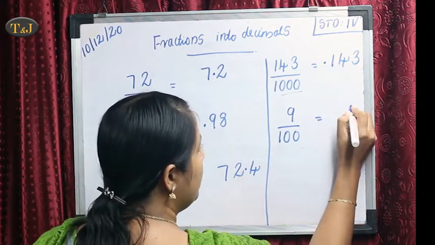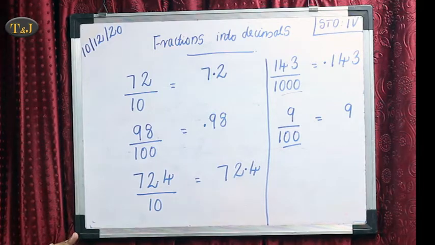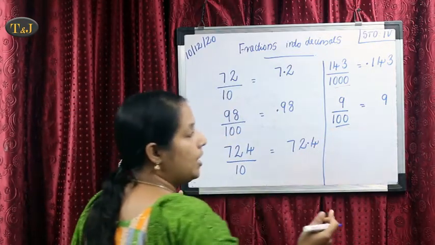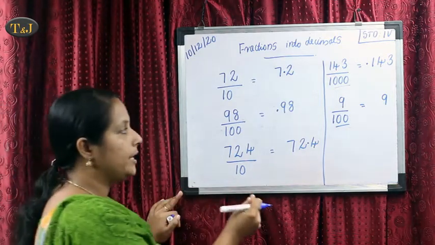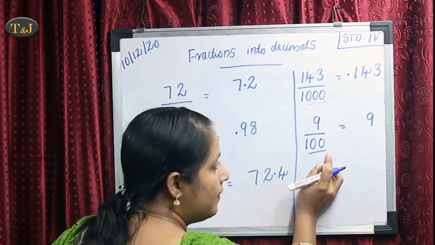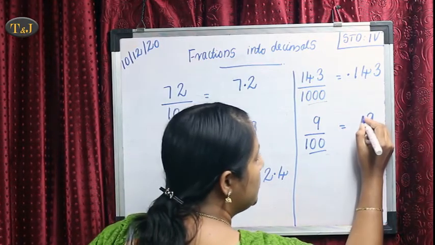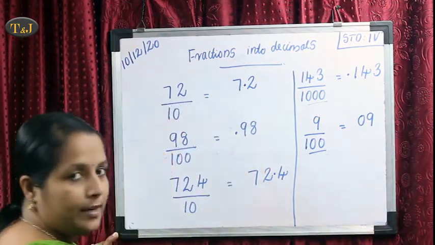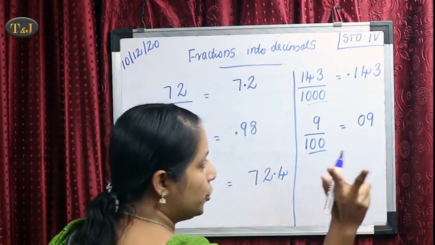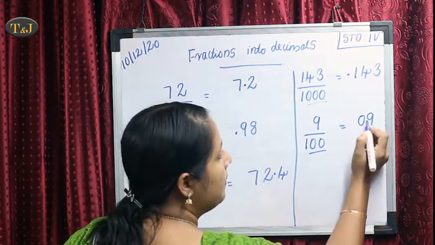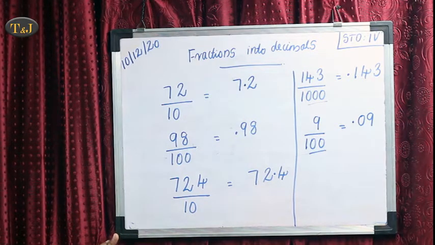Then take the number 9 by 100. First we write the numerator, 9. Then how many zeros in our denominator? There are 2 zeros, but here there is only one digit. How can we put the decimal point here? We actually want 2 digits in our numerator because our denominator has 2 zeros. So in that case we just put a 0 on the left side of the number. So we get 2 digits. Then before that we put the point. That means 9 by 100 equals 0.09.